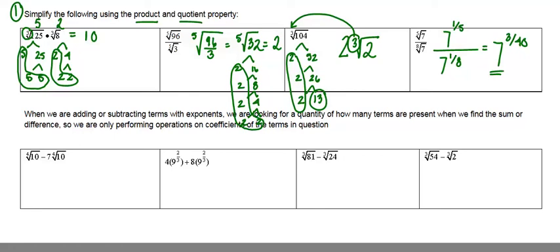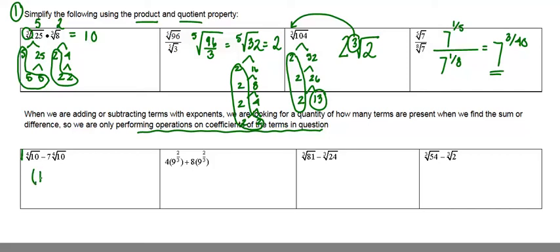Now, let's take a look at adding or subtracting exponents. Anytime we're doing this, we want to look for a quantity of how many terms are present when we find the sum or difference. So in these cases, we're really only performing operations on the coefficients that are in question.